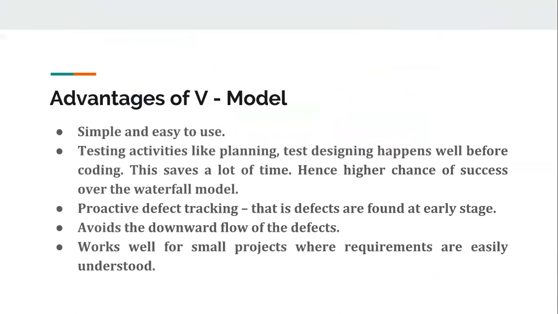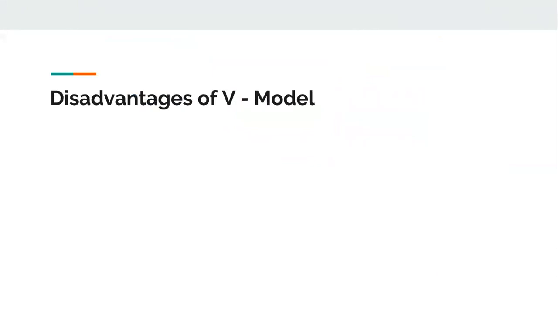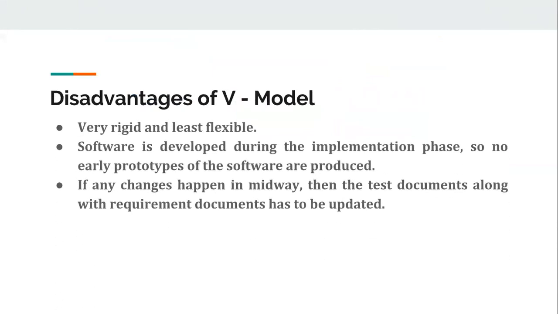So there are also some disadvantages of the V model. It is very rigid and least flexible. There is no actual prototype of the software being produced, since the software is developed in the implementation phase. There is no prototype being developed. And if any changes happen midway, then the test documents along with the requirement document have to be updated as a whole.